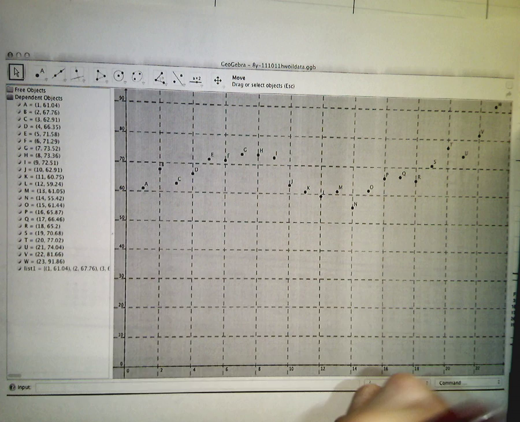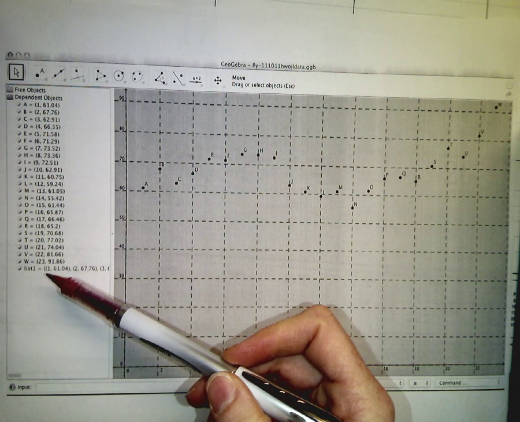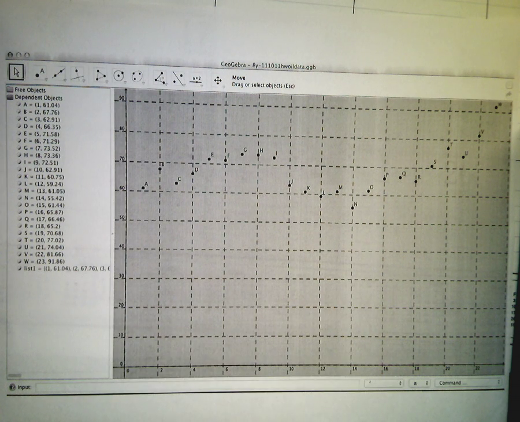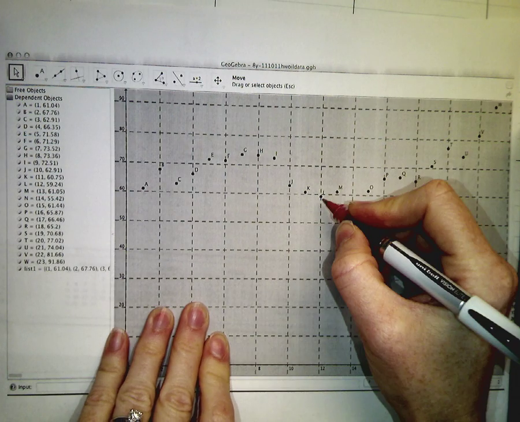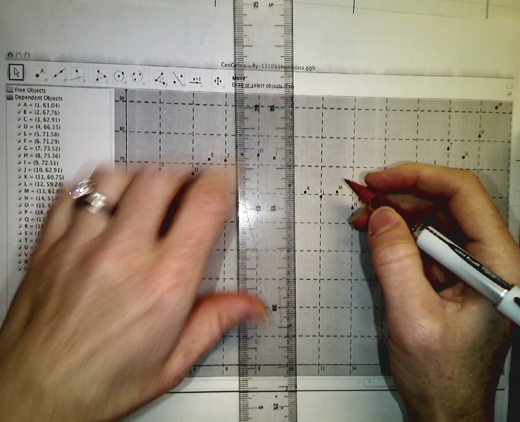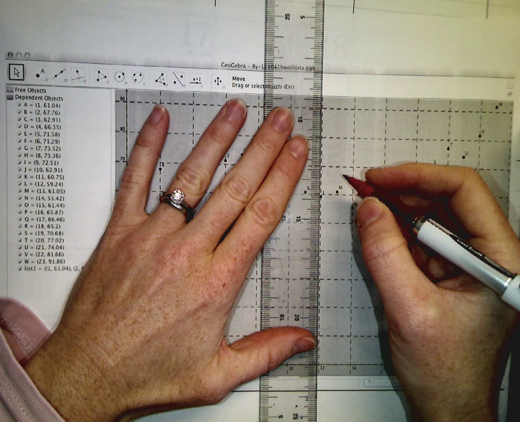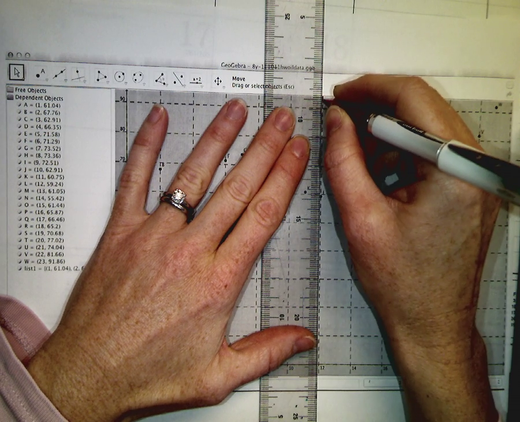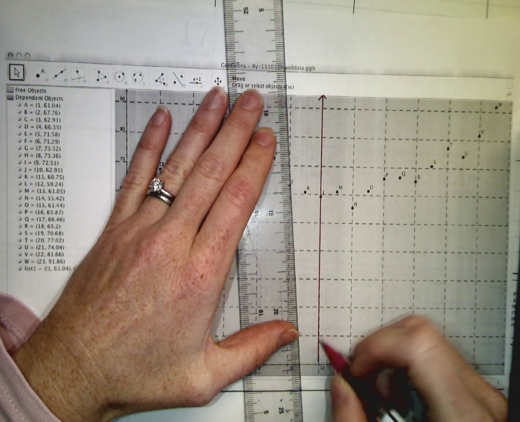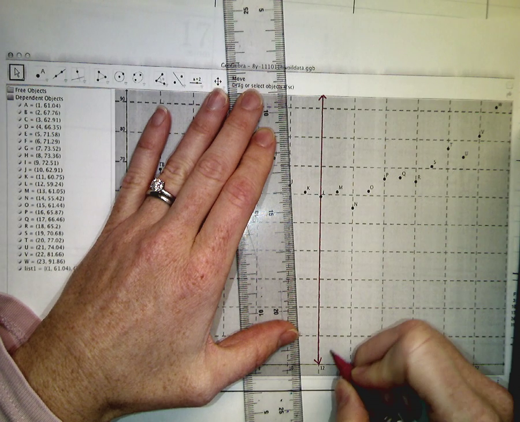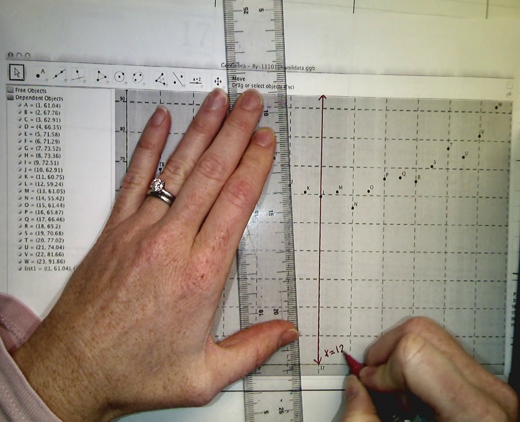So we have 23 items, and with the 23 I know that the middle number will be my 12th, and my 12th here is L, so it's right here. So I'm going to draw a vertical line through that 12th piece of data, and I'm just going to label this x equals 12.